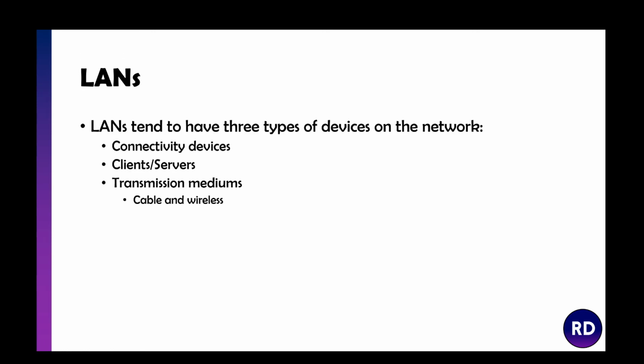LANs tend to have three types of devices on the network. Connectivity devices, so things like your routers and modems, the things that actually get you on the internet. You've got your clients and servers, so you might have a media server at home, for example, or a web server if you're hosting a website, and all your devices that consume the data, so your TV, your Xbox, whatever's actually using the connection. And you've got transmission mediums, which essentially means how the data gets sent, so that is through cables or a wireless connection.